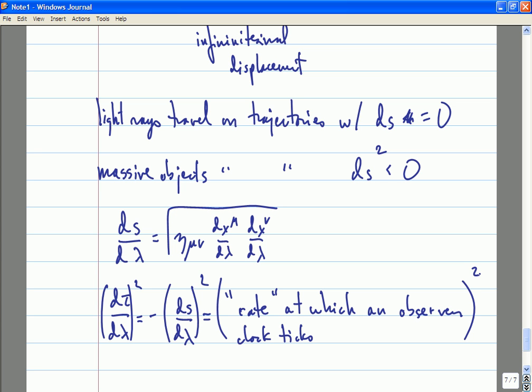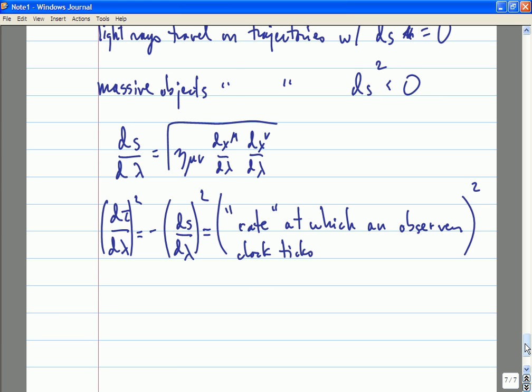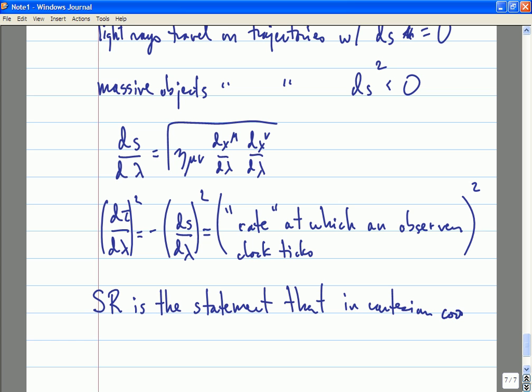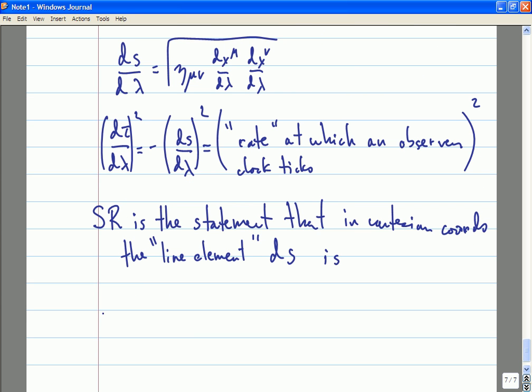Thank you. Yes. So, as we have seen, then, special relativity is the statement that in Cartesian coordinates, the line element, which is the name that we give to this quantity ds that we integrate in order to obtain the invariant interval, is given by the formula ds squared is eta mu nu dx mu dx nu, where eta mu nu is a constant matrix with non-zero entries only in the diagonals.